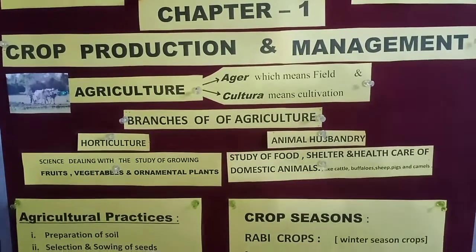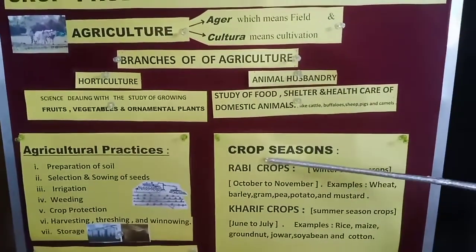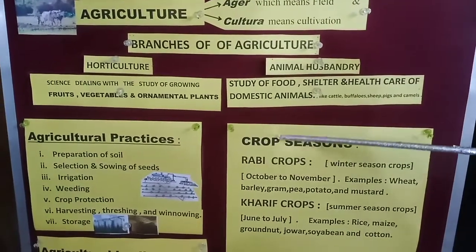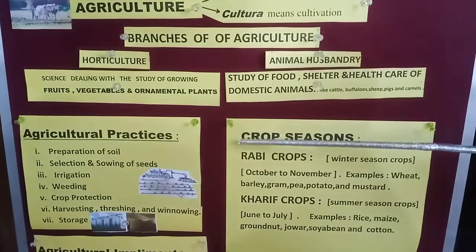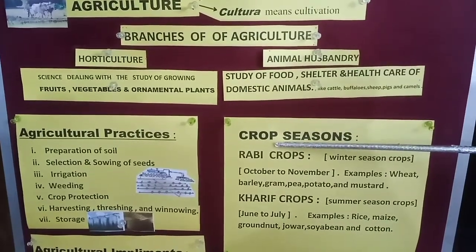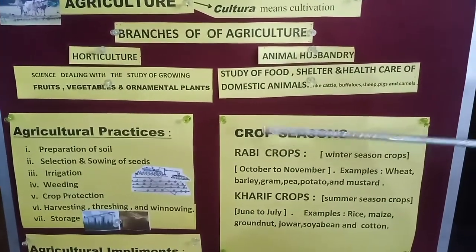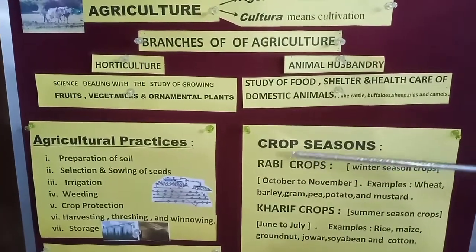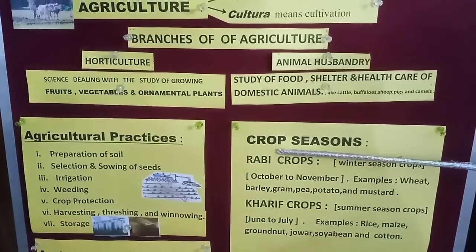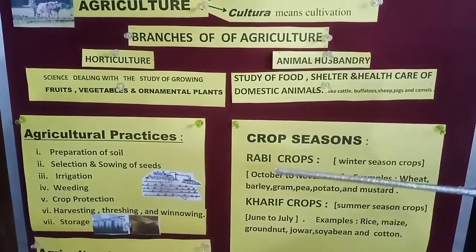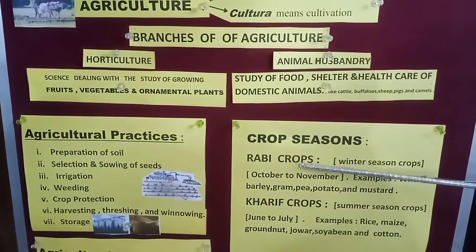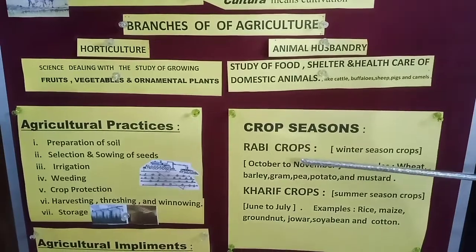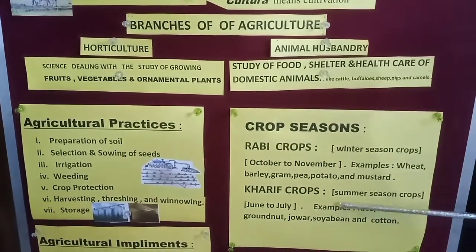Let's come to the next topic, that is crop season. Before we start the topic, we should know what a crop is. The same type of plants being cultivated in one place on a large scale is called a crop or produce, like rice, wheat, etc. In India, basically two types of cropping patterns are followed. These are Rabi crops and Kharif crops. Rabi crop is a winter season crop and Kharif crop is a summer season crop.